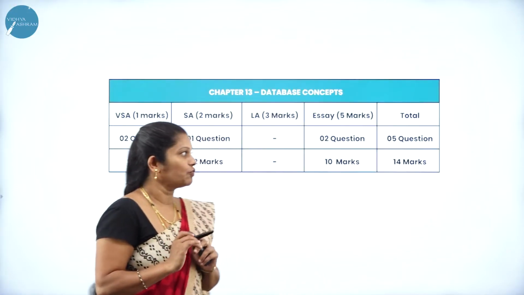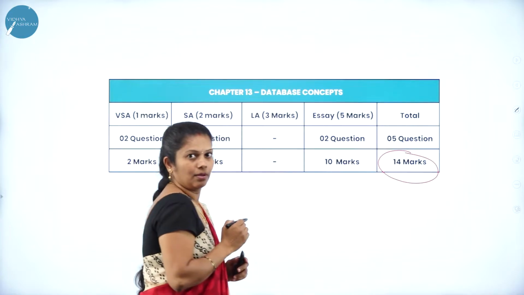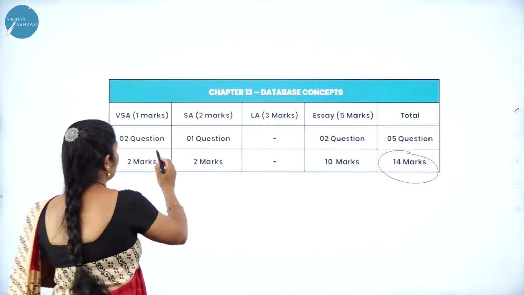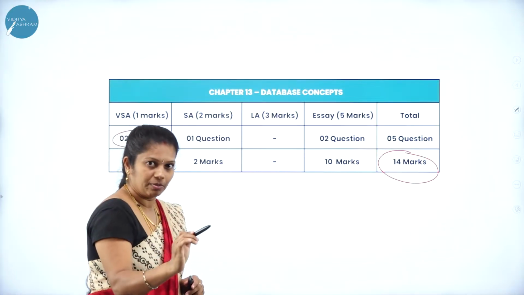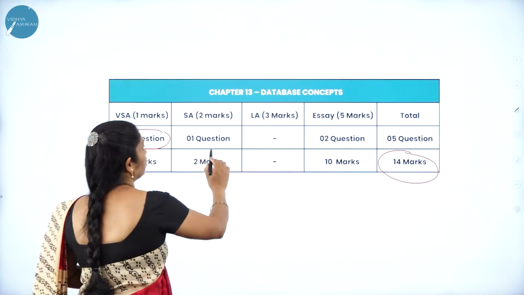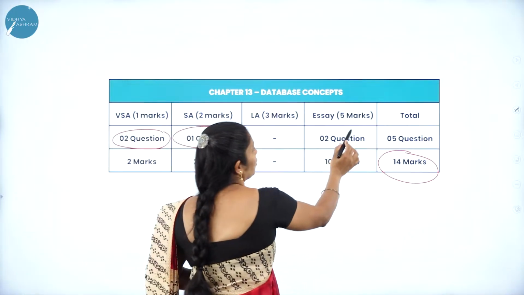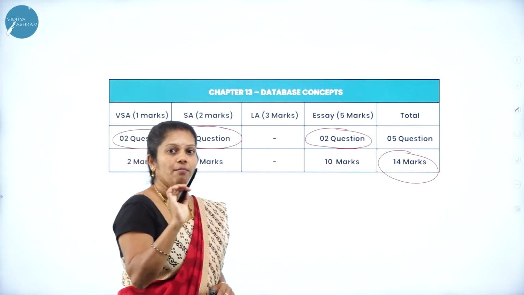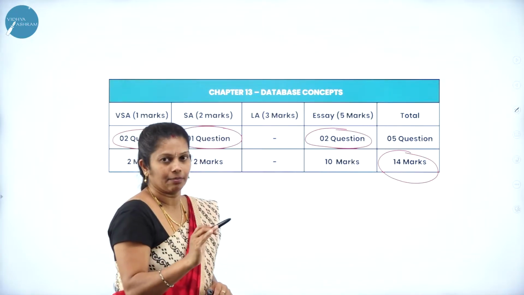The total weightage of this chapter in the annual exam is 14 marks. Out of 14 marks, in Part A they will ask 2 questions, for 1 mark each. In Part B, they will ask 1 question. Then in Part D, for 5 marks, they will ask 2 questions. Totally 14 marks weightage in the annual exam.